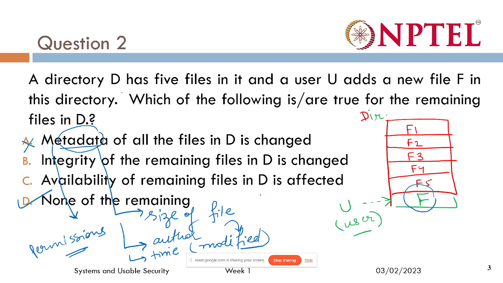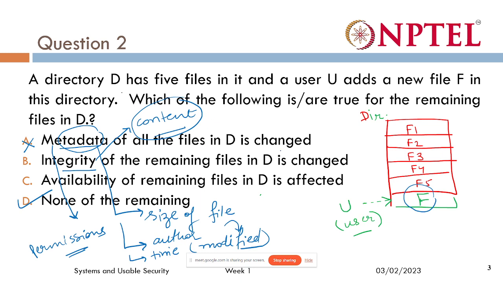And why will the integrity of the file remain unchanged? What is integrity? The accuracy of the data. Basically, you can say rather than accuracy, you can say the content, right? Whether the content is being modified or not.